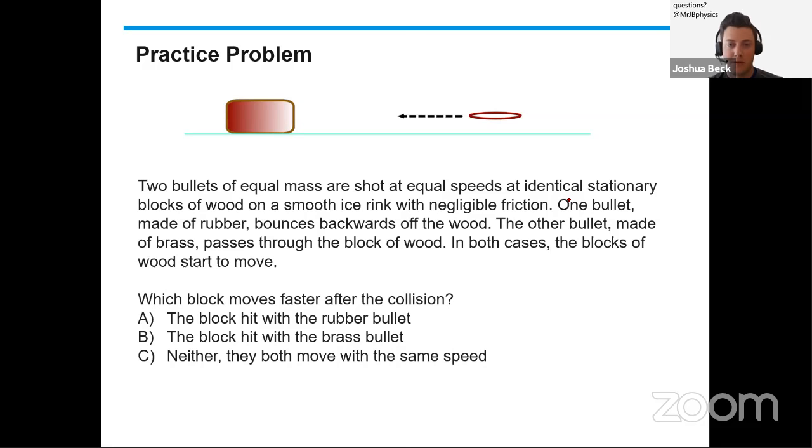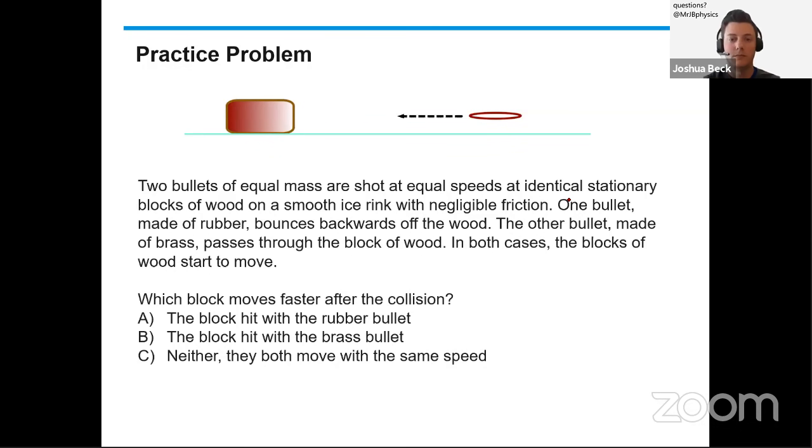One bullet's made of rubber, so it bounces backwards off the wood. The other bullet is made of brass and it passes through the block of wood. In both cases, the block of wood will start to move. Which block moves faster after the collision? The one hit with the rubber bullet, the one hit with the brass bullet, or neither? They both will have the same speed after the collision.